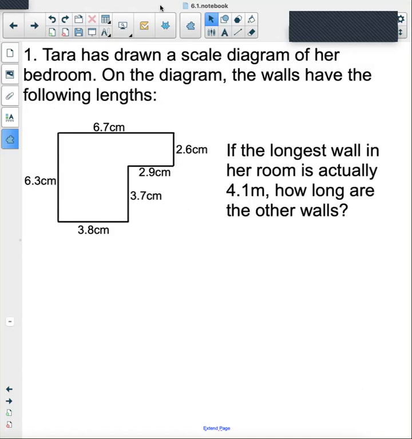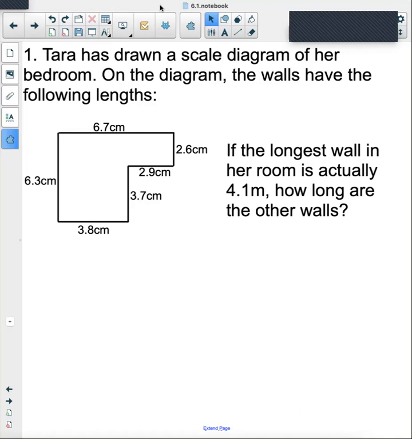Okay, so Tara has drawn a scale diagram of her bedroom. On the diagram, the walls have the following lengths. Okay, so we have just a bunch of lengths here. So the question is, if the longest wall in her room is actually 4.1 meters in length, how long are the actual walls?